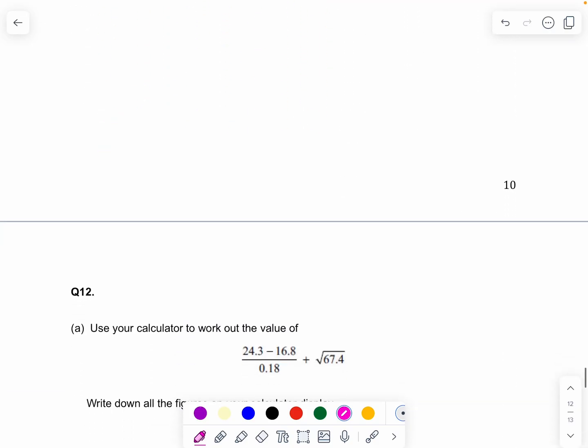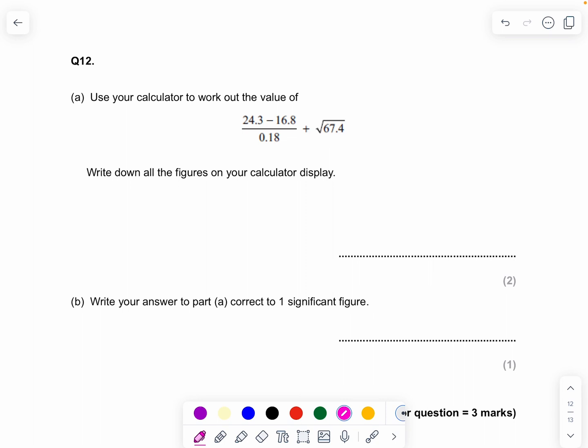Next one, you can just do it all on your calculator. I would put some brackets in there. I think I would put brackets around this, then divide it by 0.818, then add the square root of 67.4. If you struggle to get it on your calculator, please call me over when we're going through this paper and I'll just see what your calculator prefers. And that's why I tell you to bring your calculators to lessons so that we can do calculator work on there to make sure you're confident in the exam.